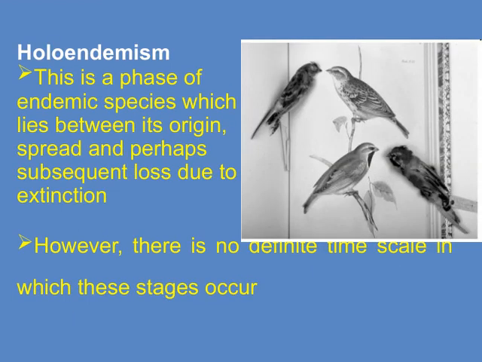Let's talk about endemism. This term refers to a specific phase in the life cycle of endemic species. Basically, it's the period that occurs between their origin, their spread, and possibly their eventual disappearance due to extinction. What's important to understand here is that this phase isn't fixed in time. There's no strict timeline for how long a species remains in this stage.